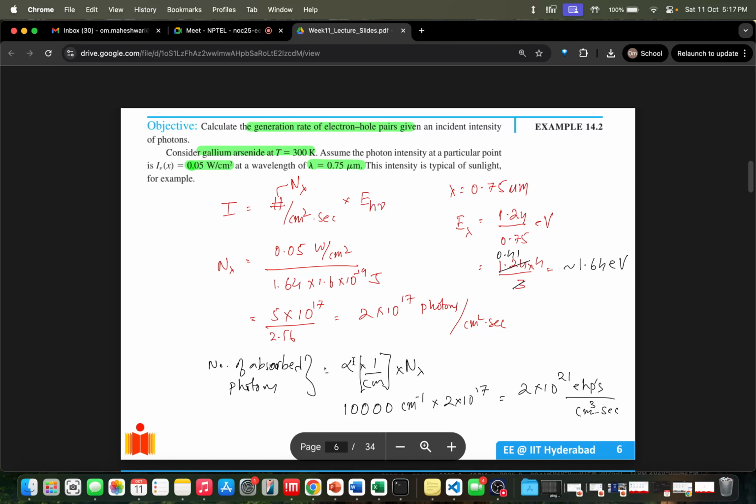So the number of absorbed photons is alpha times N lambda. Alpha is 10 to the power 4 per centimeter, into 2 into 10 to the power 17 photons per centimeter square. So 2 into 10 to the power 21 electron hole pairs are generated per centimeter cube.